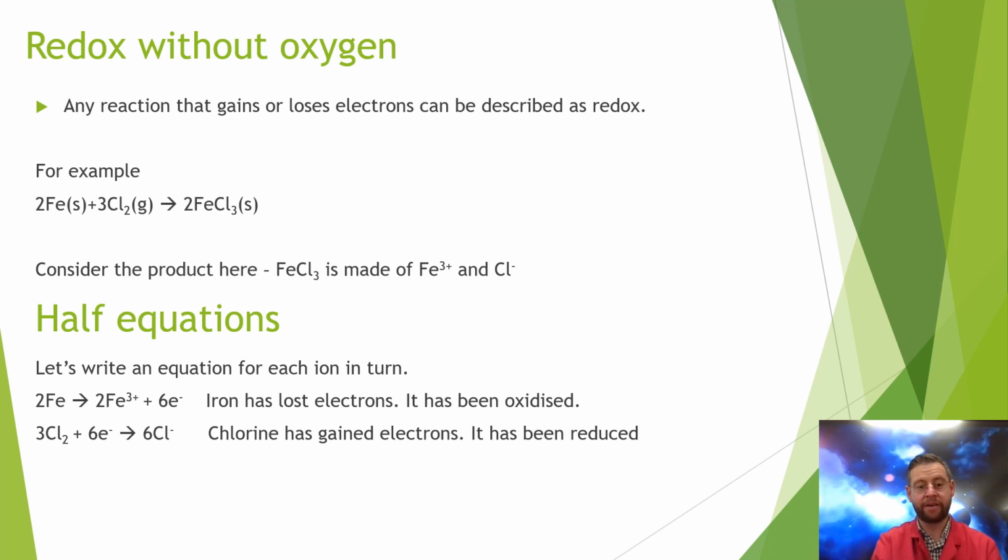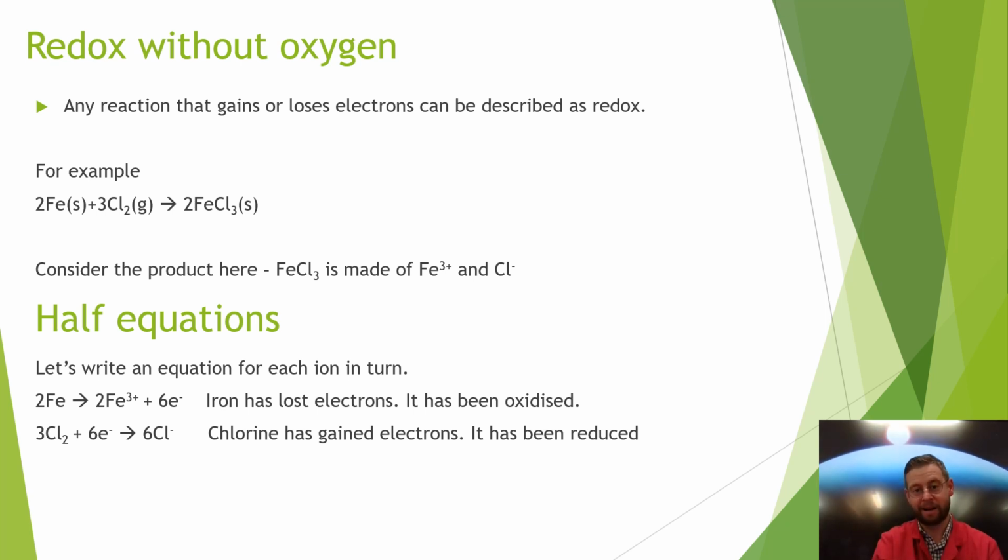The 2 Fe turn into 2 Fe3+ ions, and because there's 2 of them and they're both given 3 electrons each, it means they have all lost together 6 electrons. So it has lost its electrons, it has been oxidized. Whereas the chlorine, of which there are 3 pairs, they accept the electrons to become 6 Cl- ions. It has gained electrons, and so therefore the chlorine has been reduced in this reaction.